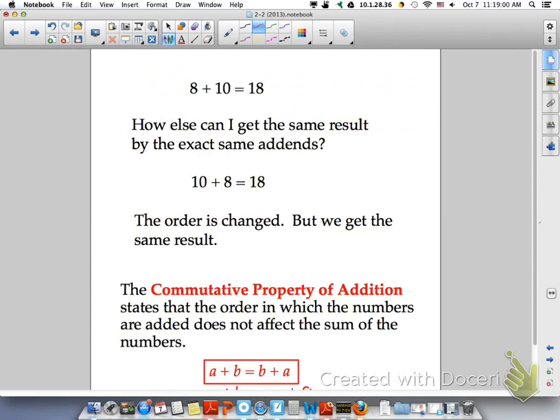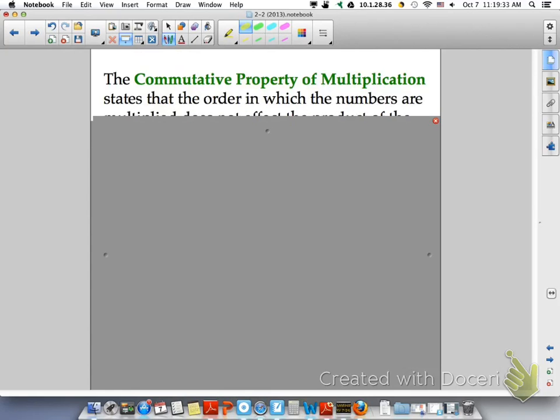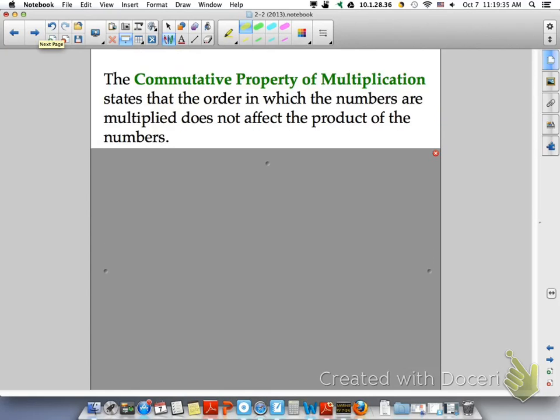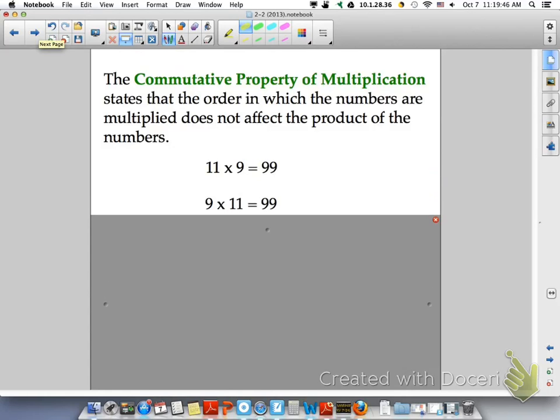So the commutative property of multiplication states, Caitlin, that the order in which the numbers or factors are multiplied does not affect the product of the numbers. Okay? So here are some examples. 11 times 9 is 99. 9 times 11 is also 99. That's to say 11 times 9 is the same as 9 times 11.